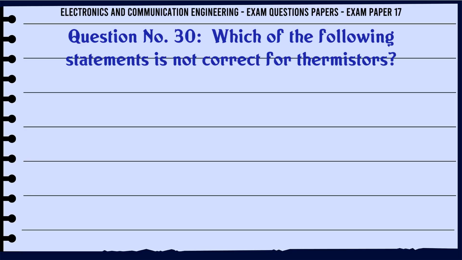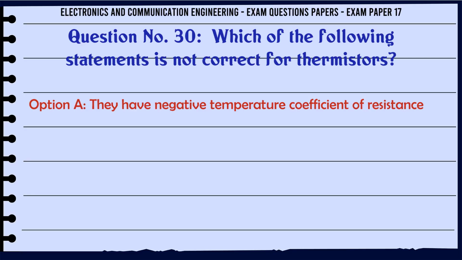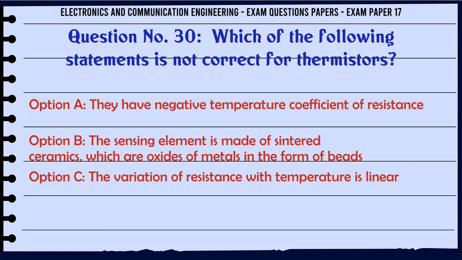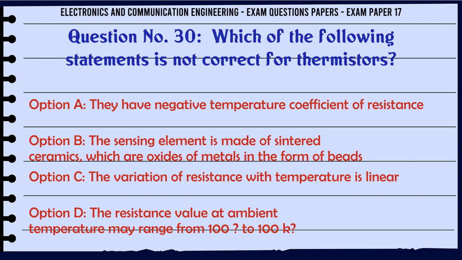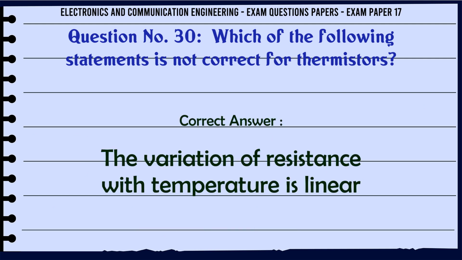Which of the following statements is not correct for thermistors? A. They have negative temperature coefficient of resistance. B. The sensing element is made of sintered ceramics which are oxides of metals in the form of beads. C. The variation of resistance with temperature is linear. D. The resistance value at ambient temperature may range from 100 Ω to 100 kΩ. The correct answer is the variation of resistance with temperature is linear.